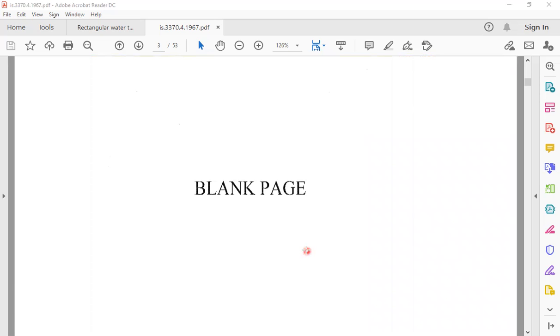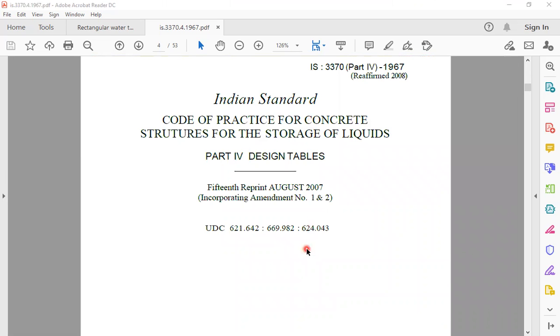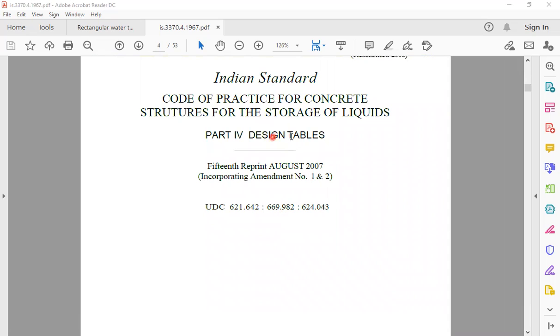This IS code has part 1, part 2, part 3 and part 4. Part 1 is related to theory: how to construct, what the types of joints are, and how to construct the joints. In part 2, we have the values for the stresses, such as direct tension and bending stresses, with respect to the concrete and the steel. We have the values that are to be used in the design. And part 4 gives us design tables.